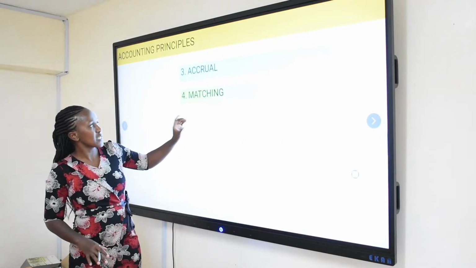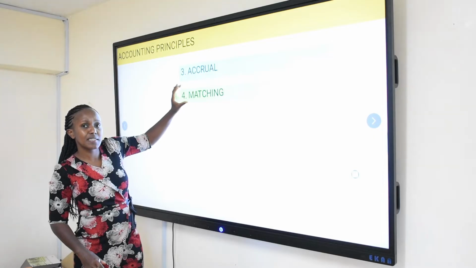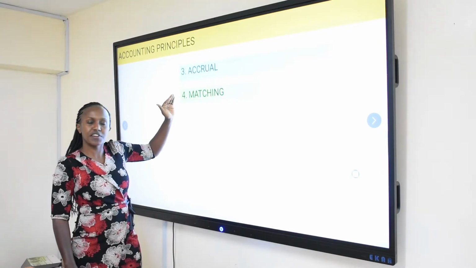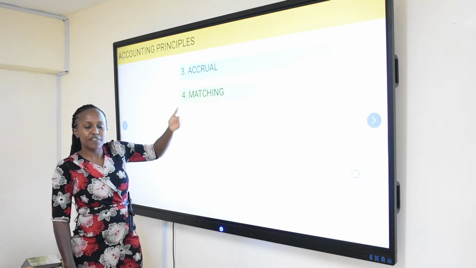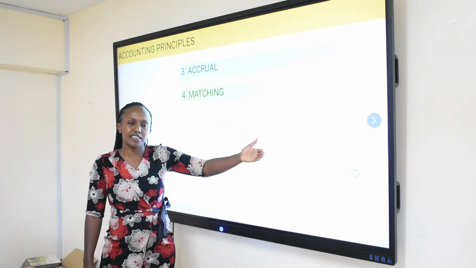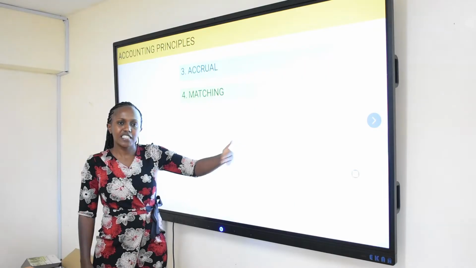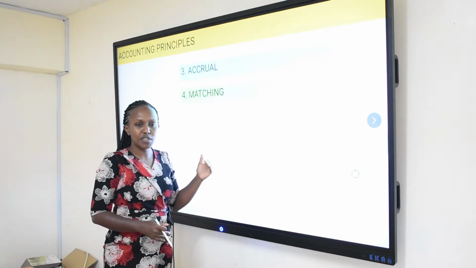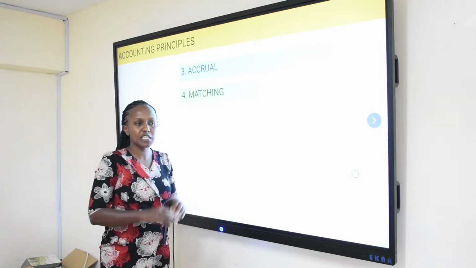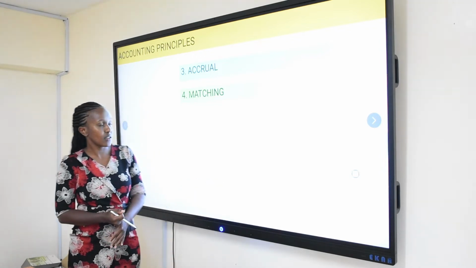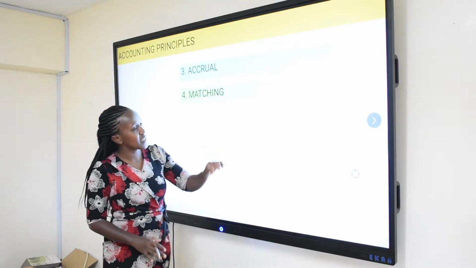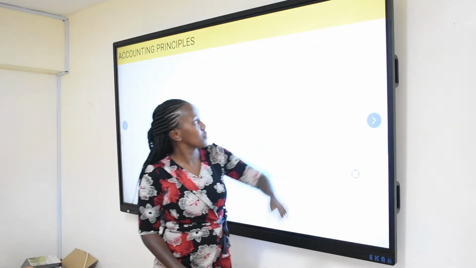So this means that in any particular period, an attempt has to be made to make sure that you match the revenues earned vis-a-vis the expenses that were incurred in that period, so that in case there is any expense that was incurred, it has to be placed together with the revenue earned to determine the profit or the loss. So those two are discussed together. That is the accrual principle and the matching principle.